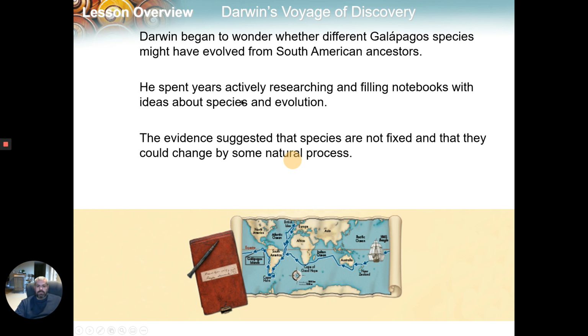So he spent several years actively researching and filling notebooks with ideas about species and evolution. The evidence suggested that species are not fixed and that they could change by some natural process. That natural process basically is called natural selection, which leads us up to the theory of evolution. So that concludes section 16.1.